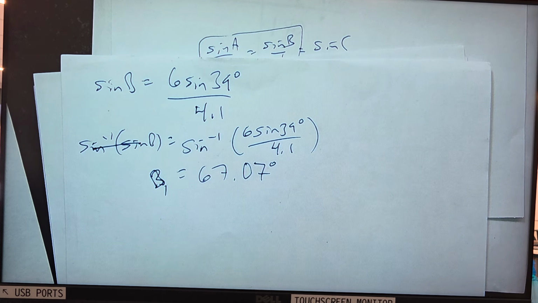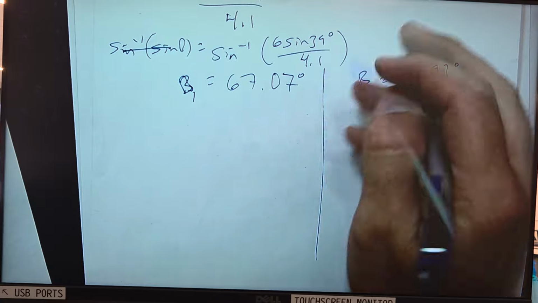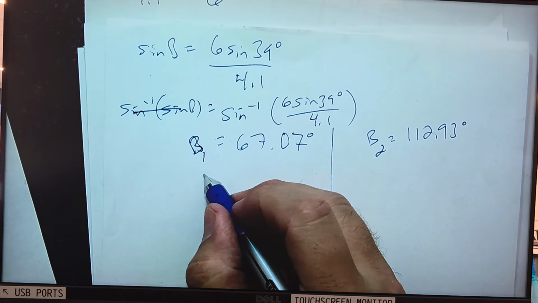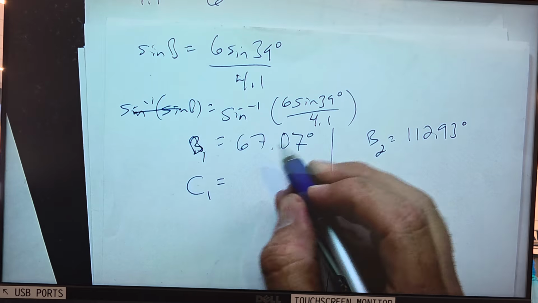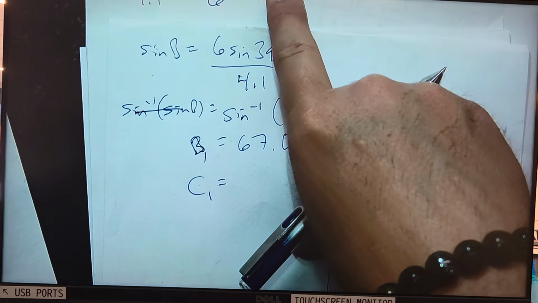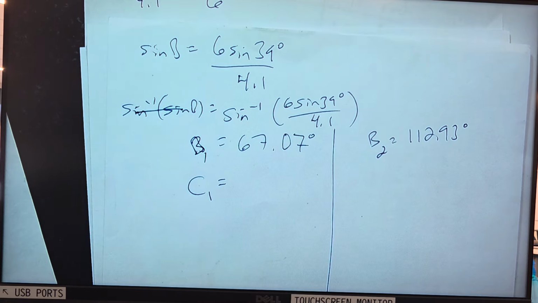So, what do we know? Let me get this back up here. There it is. How do we get angle C? 180 minus the other two. Yeah, so I've got 67 plus 39, which will be 106.07.